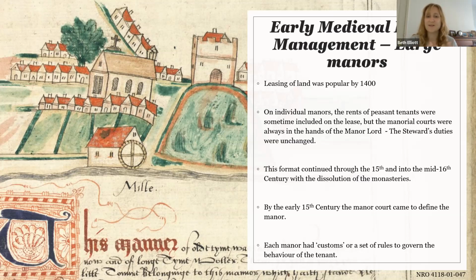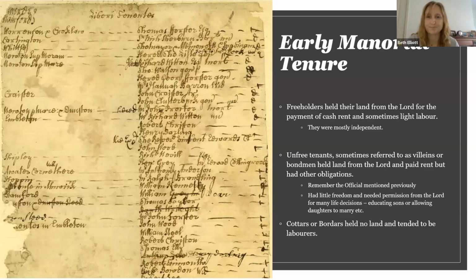So again, regardless of the shape or size of the manor, or if it's patched around, if that manor is a single administrative unit, they would have their own customs. And that's why we see the manor court as defining the manor. That's really the defining point.